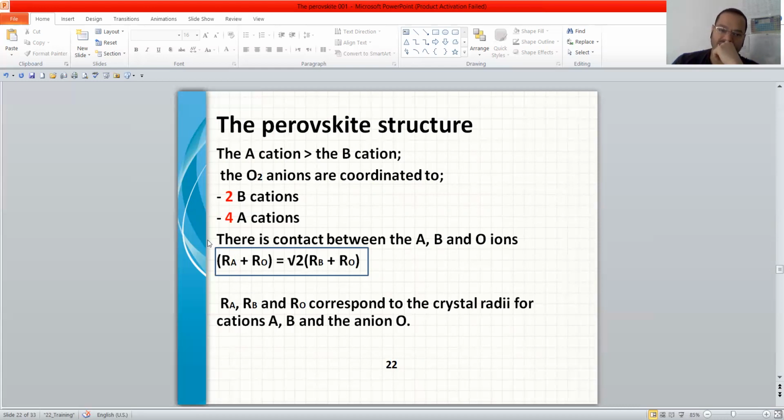Here, at first, let me say there is a contact between A, B, and O ions. Between two brackets, R sub A plus R sub O equals R sub B plus R sub O, times root 2, where Ra, Rb, and Ro correspond to the crystal radii for cations A, B, and the anion O.